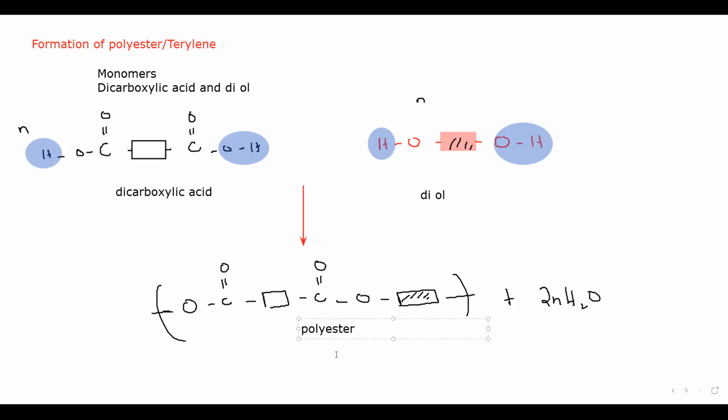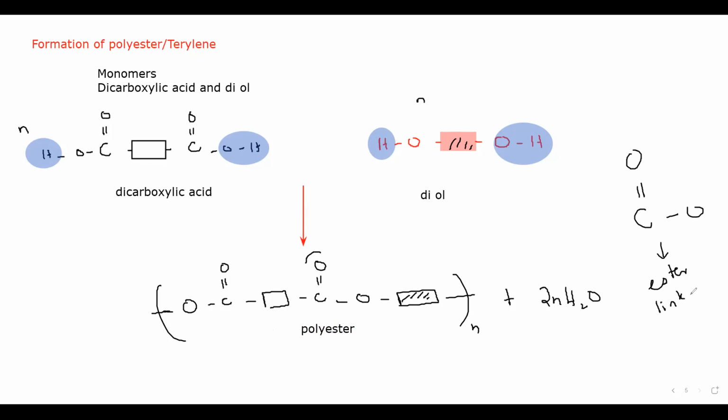Which is a polymer, Terylene. And this bond, C double bonded with O and O. What do we call this bond? We find this in ester. So polyester contains an ester linkage.